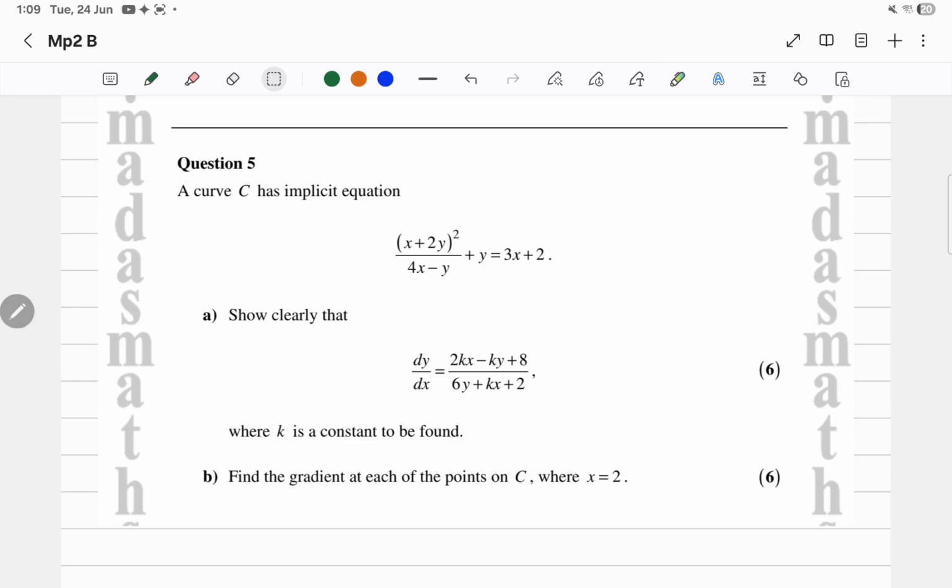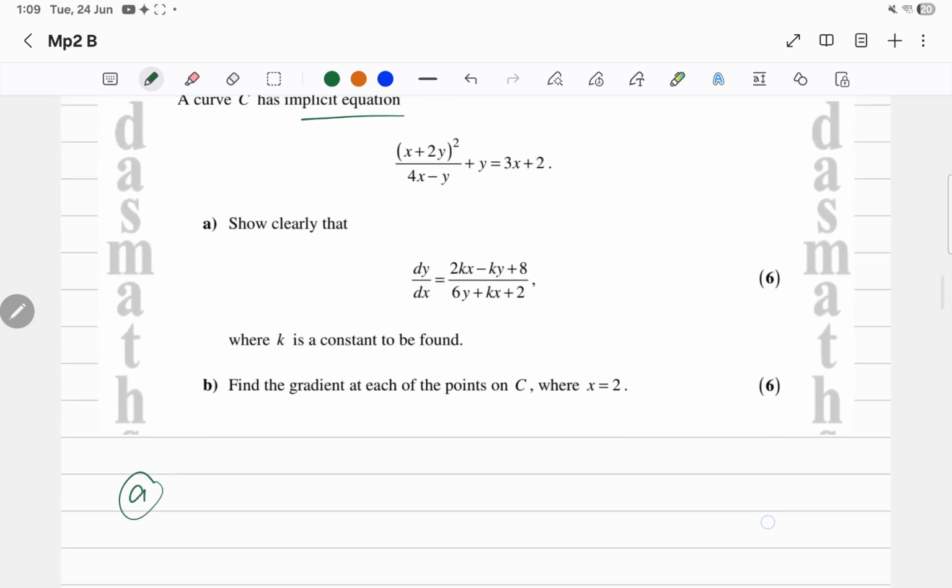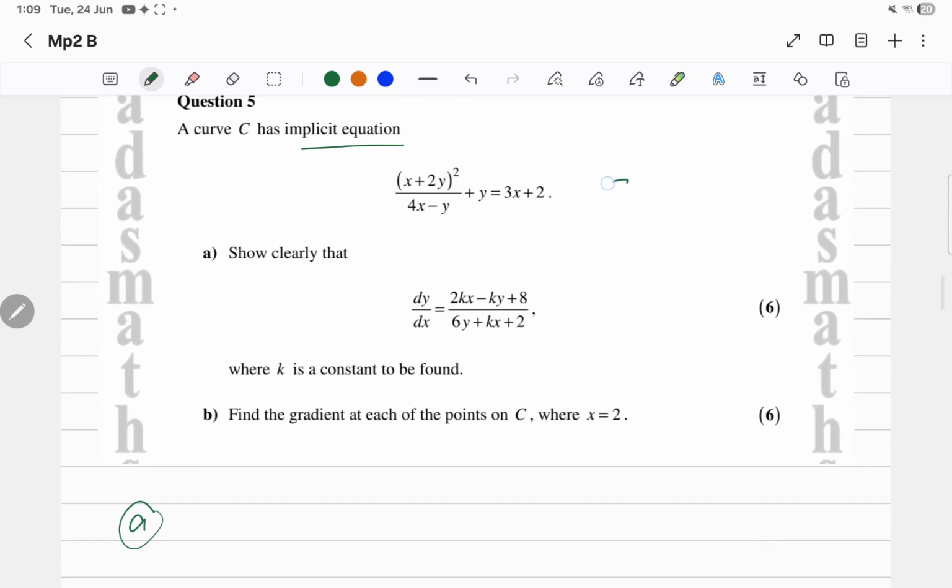Okay, so the next question, number 5: a curve C has an implicit equation, and we need to show clearly that dy over dx equals this expression, which has a constant to be found. So let's do part A. Before differentiating this implicit equation, we should simplify it, then it's easy to differentiate.